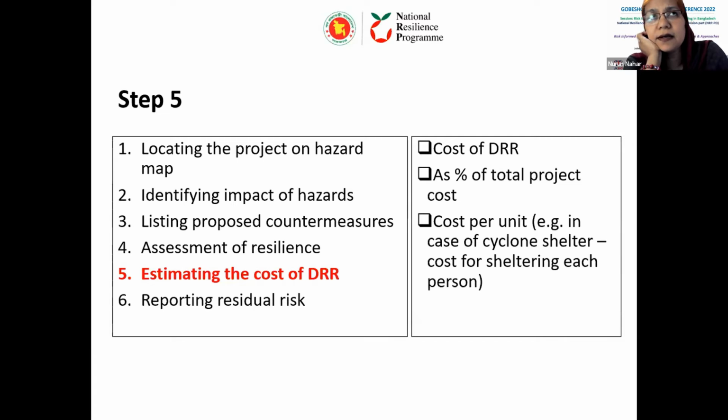So this will give information for the policymakers, the DPP reviewers or appraisers in Planning Commission. So whether the cost of DRR outweighs the total cost of the project. So that means through the cost of the DRR, a certain benefit will be achieved, and whether it is worthwhile to have the DRR at the beginning rather than doing something later after the project is implemented.